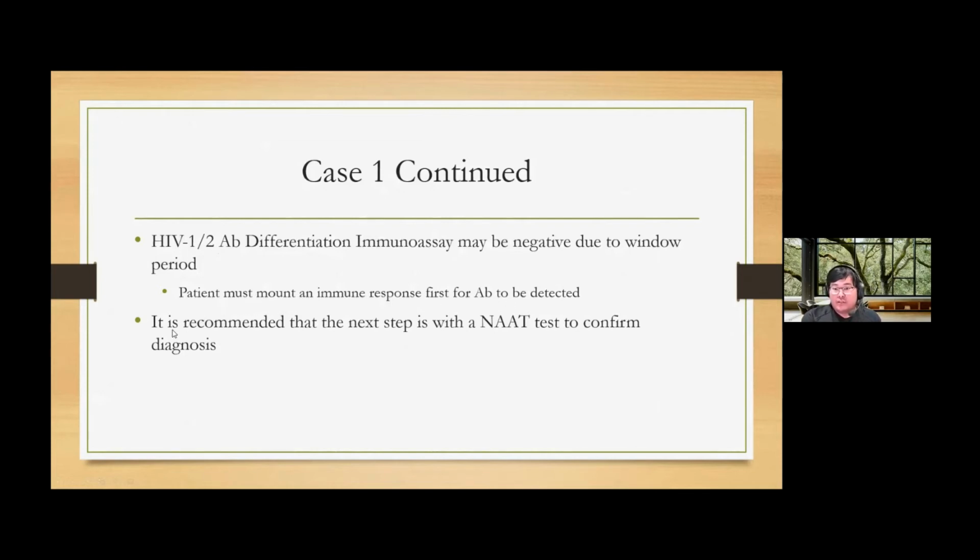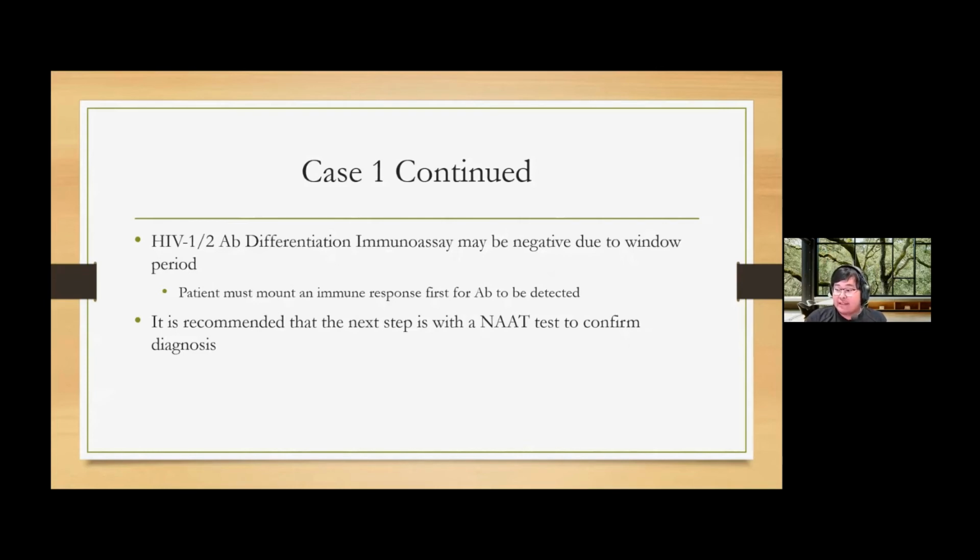So for us, we recommended that the next step is to confirm with a nucleic acid amplification test to confirm that diagnosis, because we can detect it at 10 days, at the minimum, to about 33 days. That's usually the window where we can detect it using a nucleic acid test. So if this was a false positive test, then our nucleic acid amplification test would be negative.